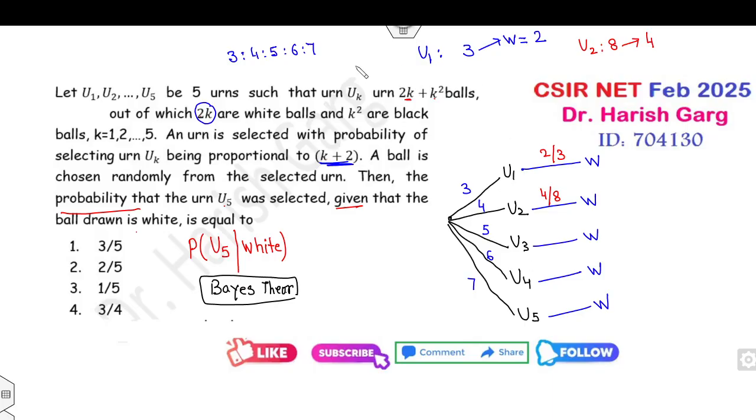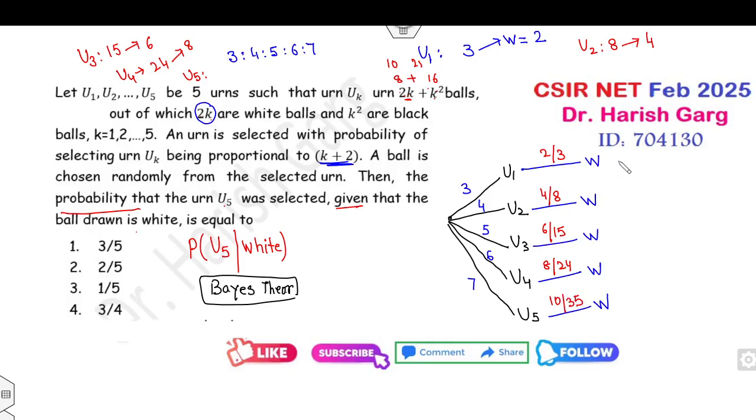Is it okay? Similarly for U3, U3 consists of 6 plus 9, which is 15. Out of the 15, you needed 6 balls. So 6 divided by 15. Similarly for U4, 8 plus 16 is 24. Out of 24 there are 8 white balls, so 8 by 24. And for U5, that's 10 and 25, which is 35. Out of which 10 balls are white.